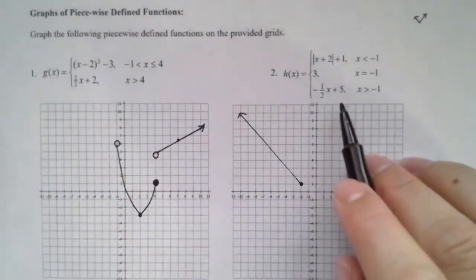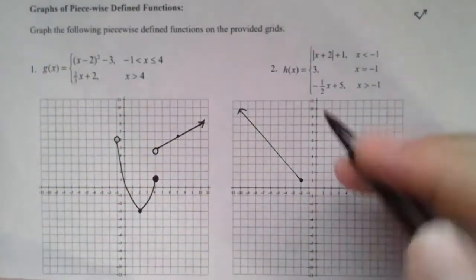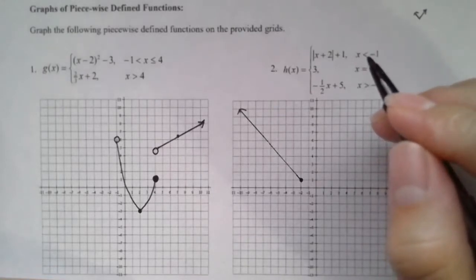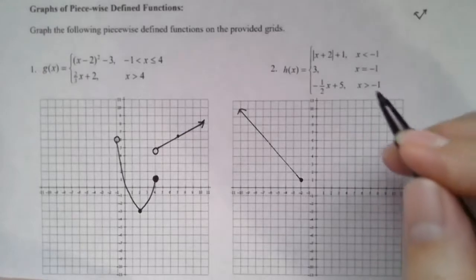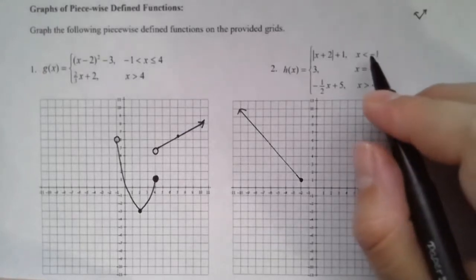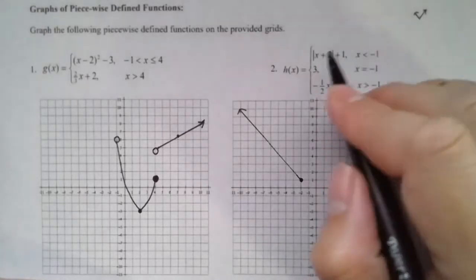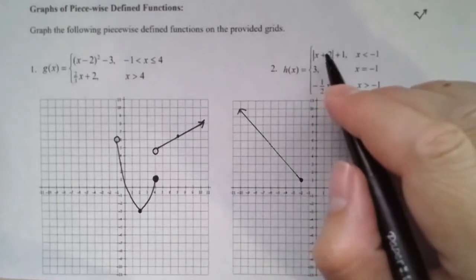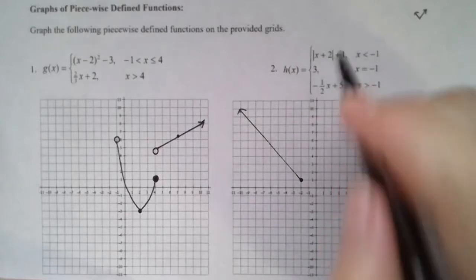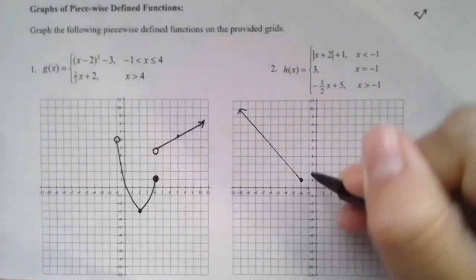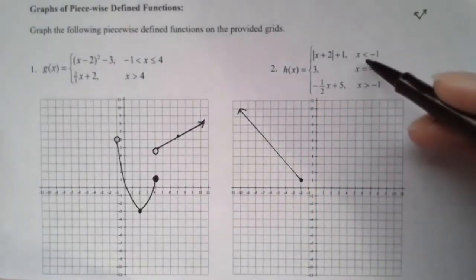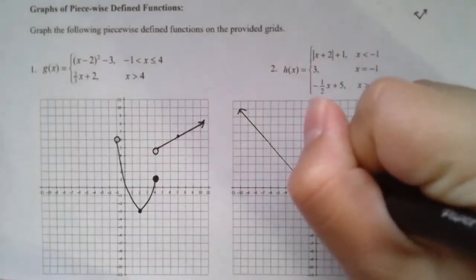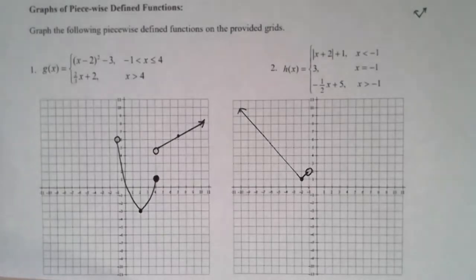For there, let's evaluate at -1 and see how far it goes. When I plug in -1 here, -1 plus 2, I get +1. Absolute value of +1 is 1. 1 plus 2, I get 2. So at x equal to -1, I have 2. Notice that it's less than, so it's an open circle. So it just goes like that.